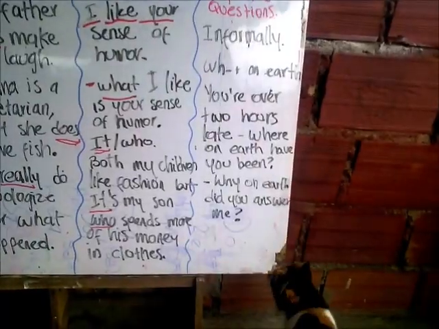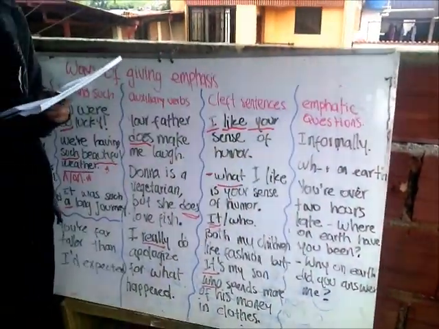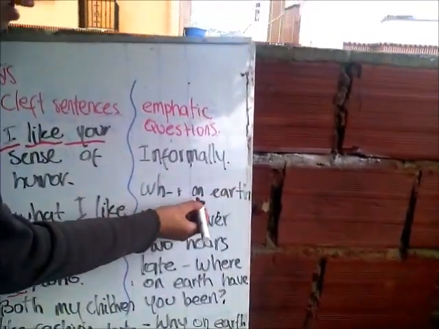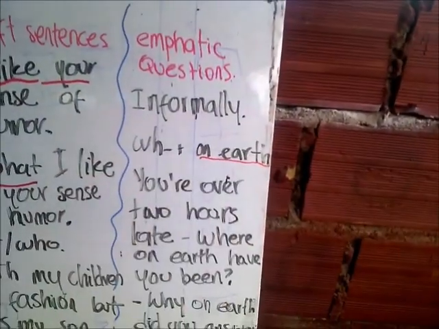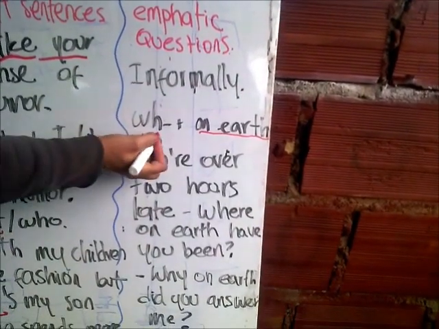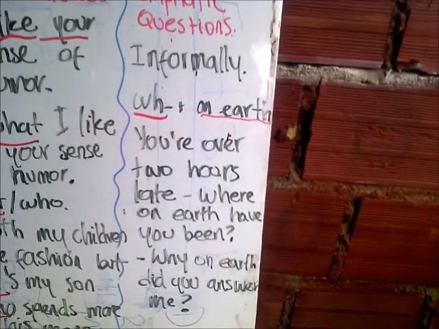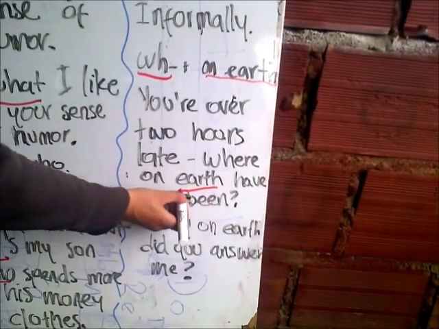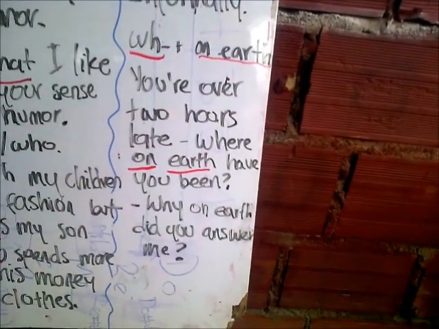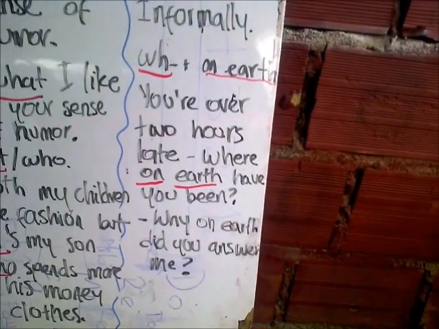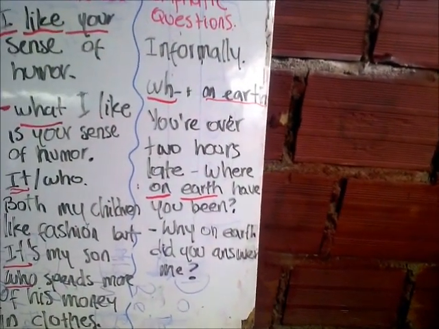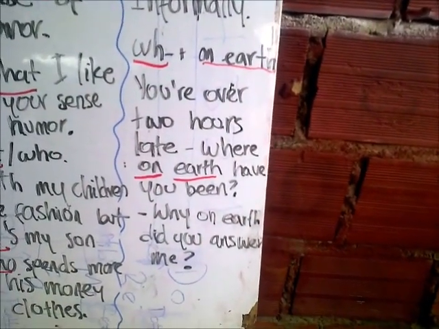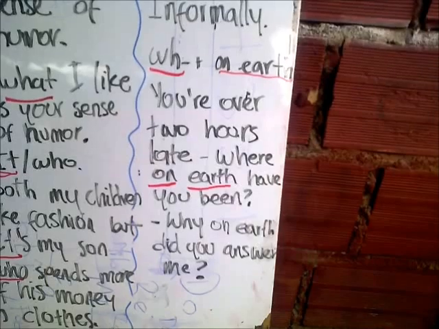The emphatic questions. Well, informally we have the phrase on earth. This phrase we always use with a WH question. For example, you're over 2 hours late. Where on earth have you been? This phrase helps us to emphasize surprise, annoyance, or the fact that we don't know the answer to a question.